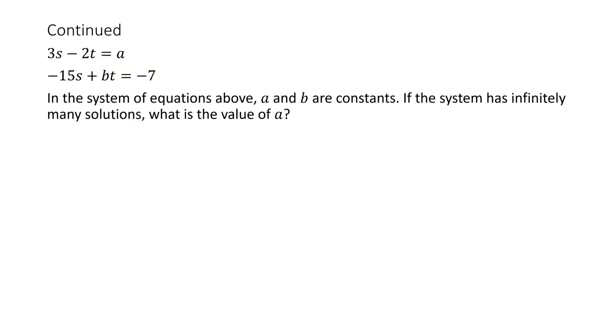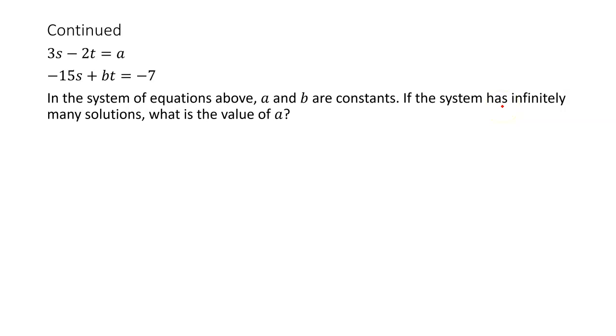Like this one. In the system of equations above, a and b are constants, okay? A and b are some number. We don't know what those numbers are. If the system has infinitely many solutions, what is the value of a? So based on what we looked at before, what do I have to have with the equations in order for it to be infinitely many solutions?